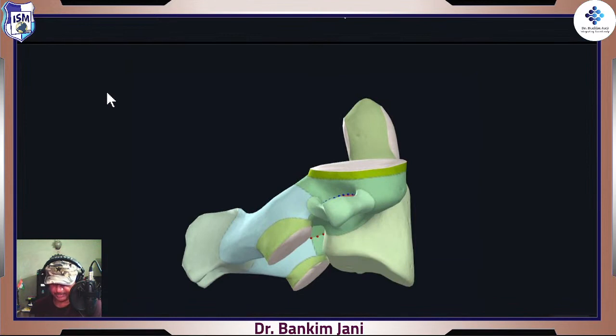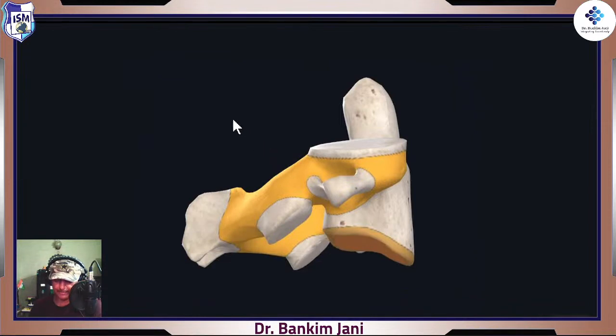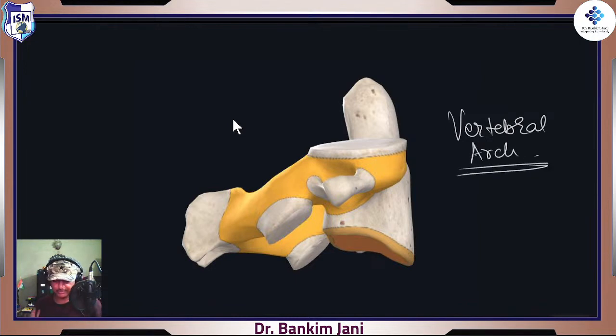Okay, again, this is for practice. Yes, everything is fine. So see, this is the lamina, right? That's the pedicle, transverse process, dens, body, inferior articular facet, right? That's the spinous process. Done. Same, my favorite, right? This is the vertebral arch. So see the extent of the arch, right? From the lamina, it goes all the way covering the body, right?